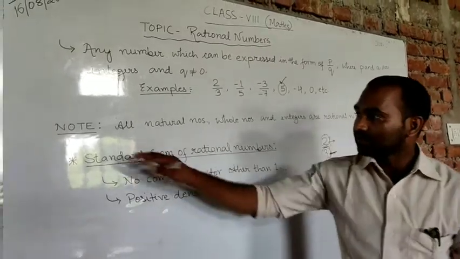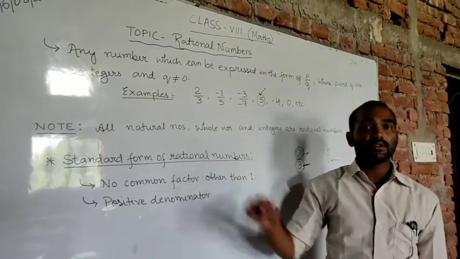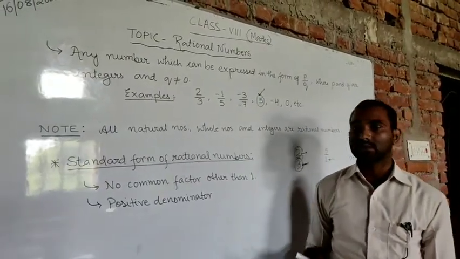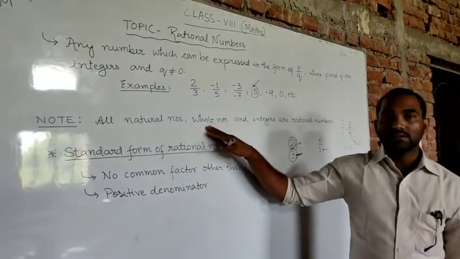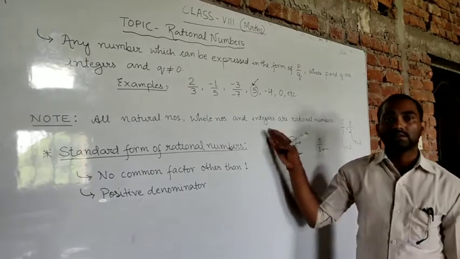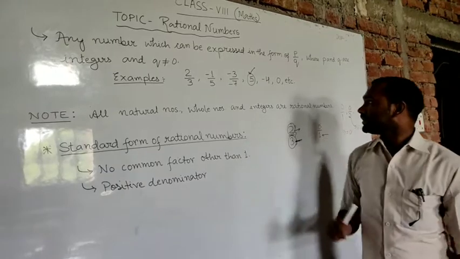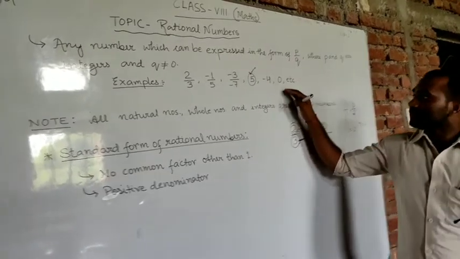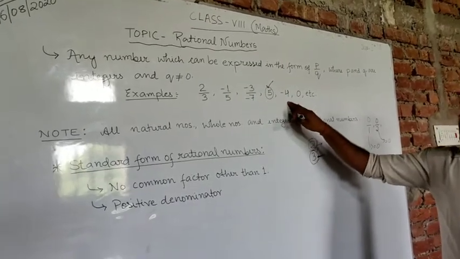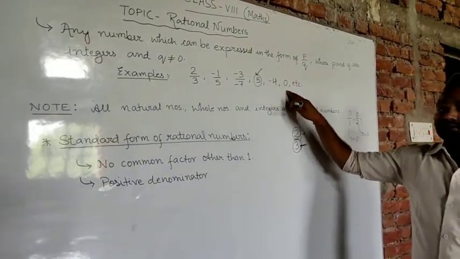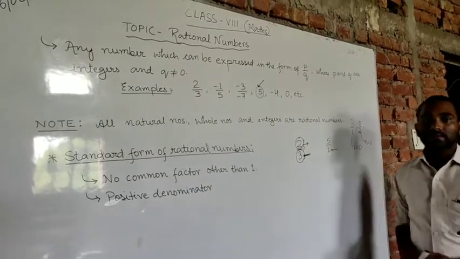One thing to be noted is that all natural numbers, that means all the counting numbers which we use for counting, 1, 2, 3 and so on, all the whole numbers including 0, and integers, all the positive as well as negative numbers and 0, all these are rational numbers. Here we have seen some examples. 5 is a natural number. Minus 4 is a negative integer. 0 is a whole number. All these types of numbers are rational numbers.